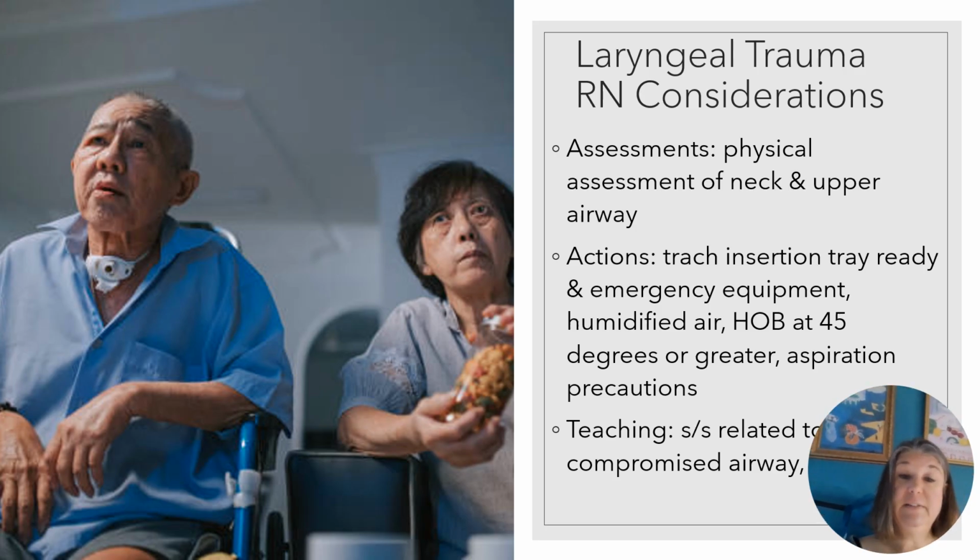So our assessments: vitals and respiratory stuff. Physical assessment, we're going to look at the neck and upper airway. We're going to identify risk for laryngeal trauma if we note any discoloration, change in voice, stridor, maybe accessory muscles for breathing. Restlessness often indicates hypoxia in your person. So if our person is notably restless, we may want to think hypoxia.